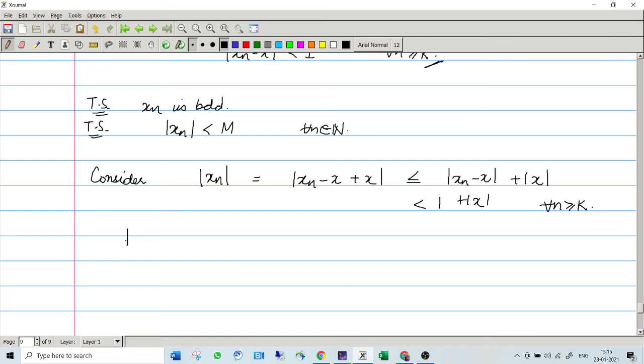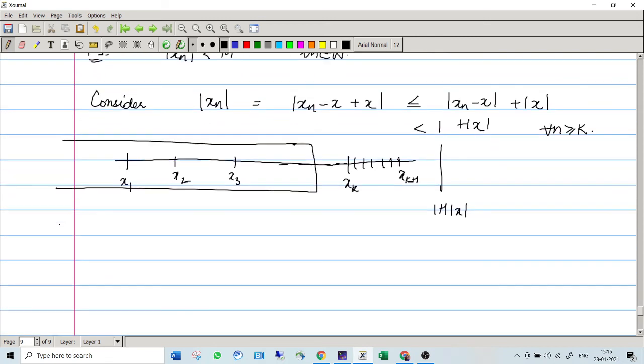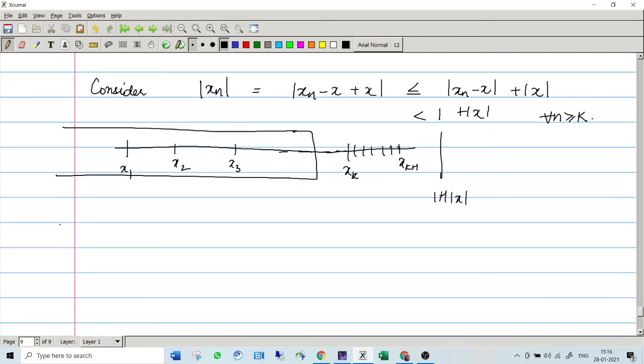Meaning, if you have this is your x1, this is x2, this is x3, and let's say this is xk plus 1. So you have seen that after the kth term, all the values were bounded by 1 plus mod of x, but we don't have information about the earlier ones, right? So what we'll do, we'll try to look for the maximum of these.